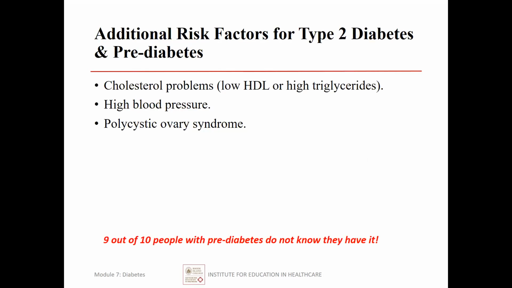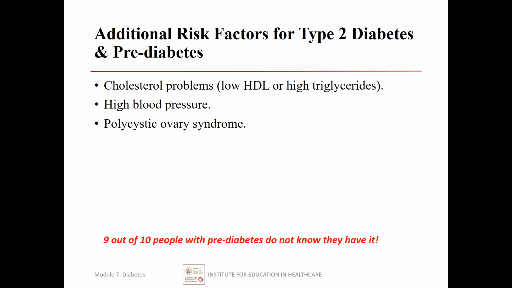Additional risk factors for type 2 diabetes and prediabetes. So I mentioned cholesterol problems, and specifically, it's if you have low levels of HDL, which is the good cholesterol, or high levels of triglycerides. And then high blood pressure, and then a condition called polycystic ovary syndrome, which only occurs in women. A woman who has that has a higher risk of developing both prediabetes and then going on to develop diabetes if she's not treated for that.